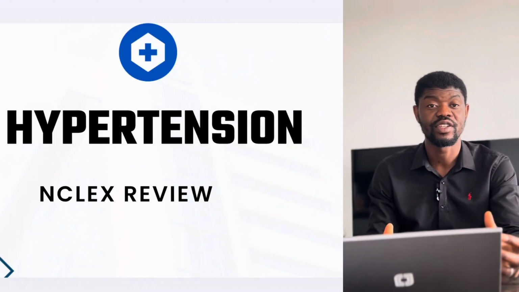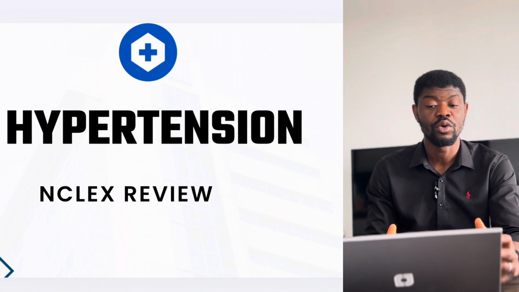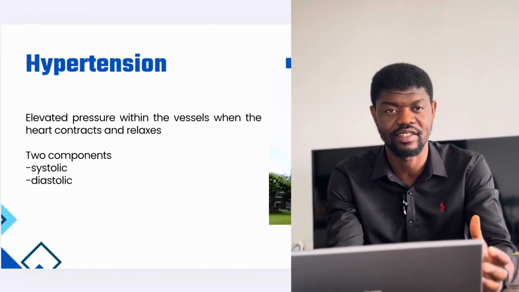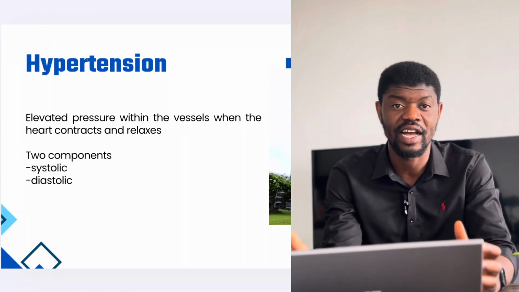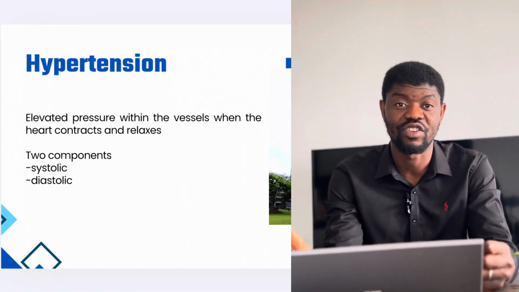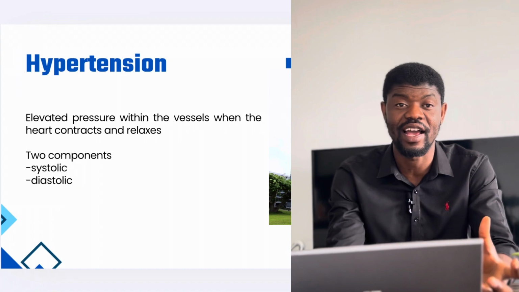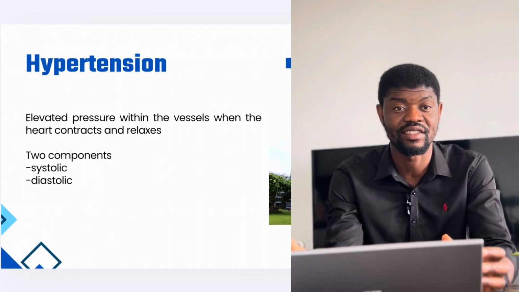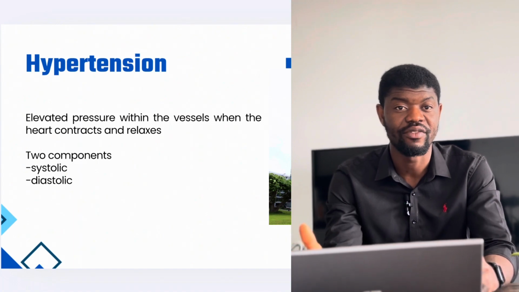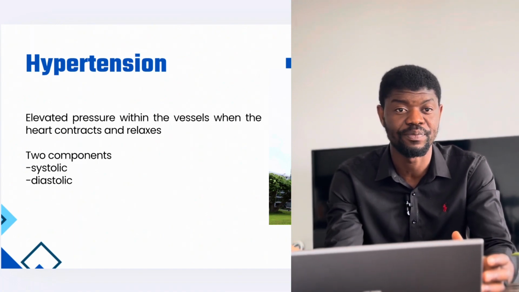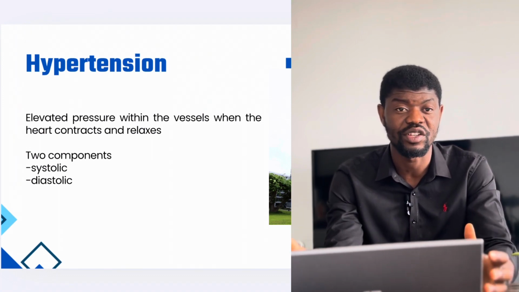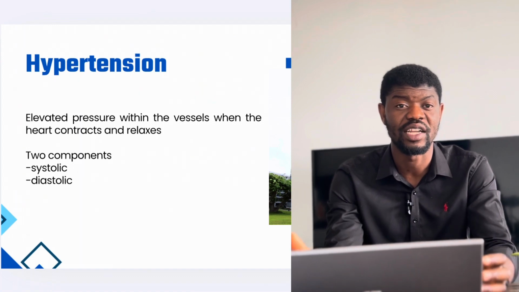Hypertension is usually elevated pressure within the heart vessels when it contracts and relaxes. So the pumping action of the heart, we know, allows for the heart to contract, to push blood out of it, and to relax in order to fill. Now the pressures within the heart when it does this is usually monitored. And then we've got two components of the blood pressure, which is usually your systolic blood pressure, which measures the pressure when the heart contracts, and your diastolic pressure, which measures the pressure when your heart relaxes in order to fill with blood.